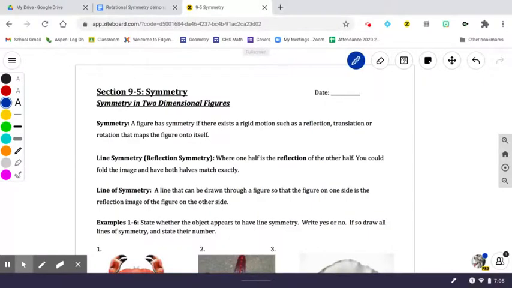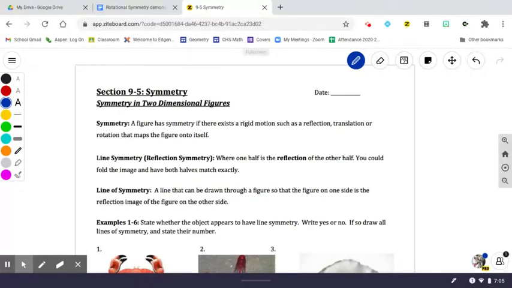Hey everyone, so today's lesson is on symmetry. Half of what we're going to do in this lesson you probably learned in maybe elementary school, or sometime a while ago. But we're dealing with symmetry in two-dimensional figures.